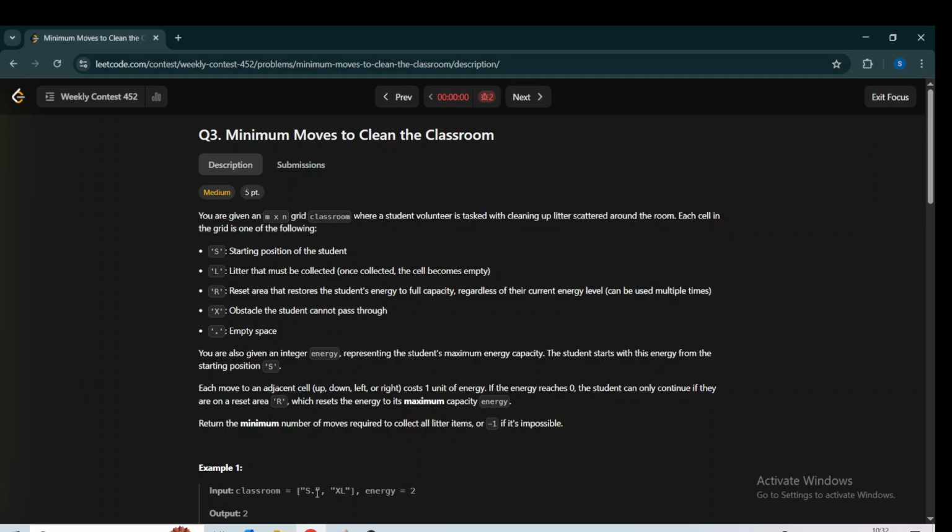Hello everyone. Today I'm going to discuss the third problem of LeetCode Weekly Contest 452, which is Minimum Moves to Clean the Classroom. So we are given a 2D grid classroom of m cross n.